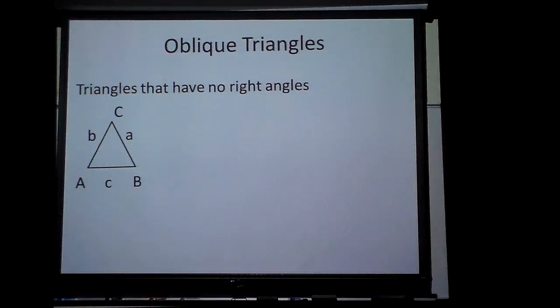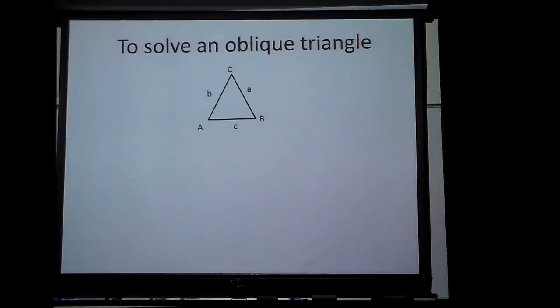Because it has no right angles. And we label things like such. If this is angle A, this would be side a, the one opposite. Angle C, side c opposite. Angle B, side b opposite. The capital letters are the angles, the little letters are the sides. It's going to be important for labeling.